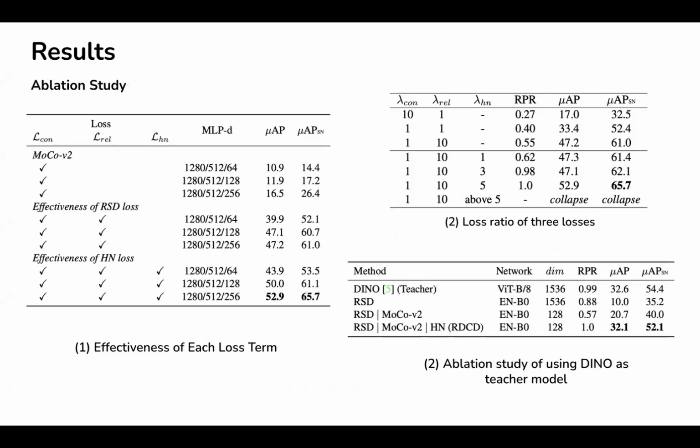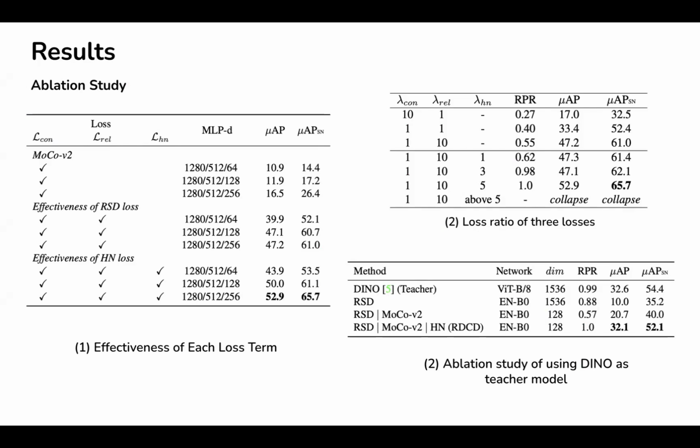We conduct an ablation study where we analyze the effectiveness of each loss term and the interplay between them. In the first section of the table, we explore the contribution of each loss term. When only contrastive loss is applied, the performance is limited, but adding a relational loss improves the micro-AP significantly. And finally, with the addition of hard negative loss, the model achieves the best performance with a 65.8 micro-AP at descriptor size of 256.